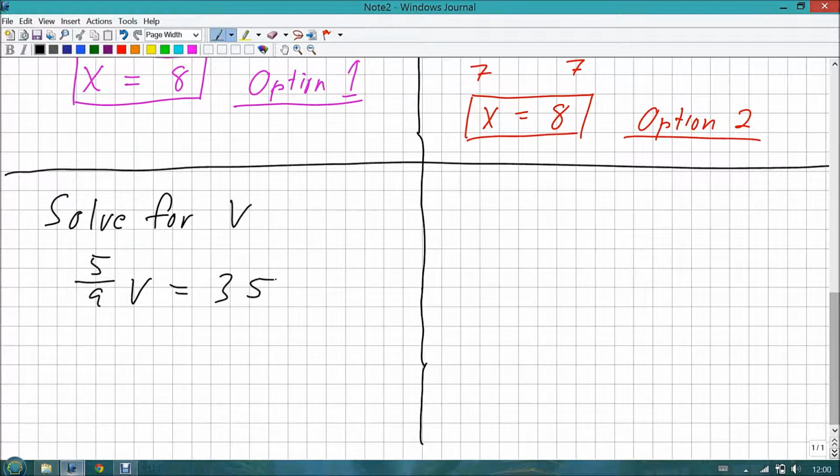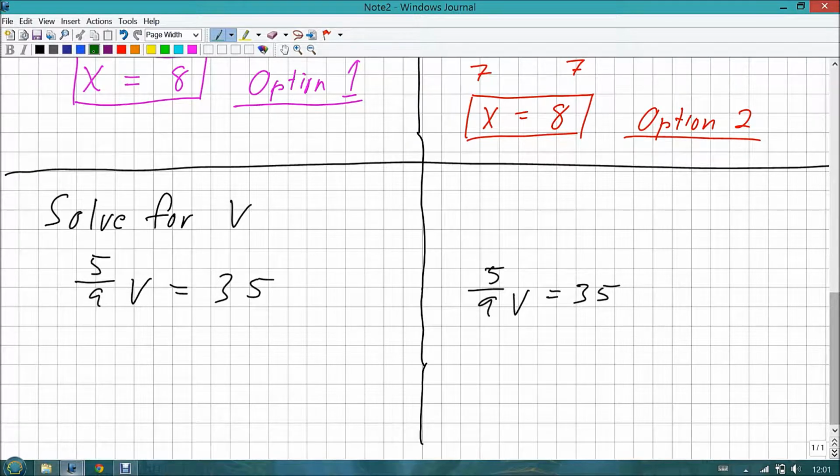And at this point, if we go with option 1, option 1 says, I'm going to put it over here for option 2 too, not to be confused with A22, which is something that ballerinas wear. So let's go back to option 1. And I'm going to do option 1 in green because green's really awesome of a color. I love the color green. So we have 5/9 v is equal to 35.